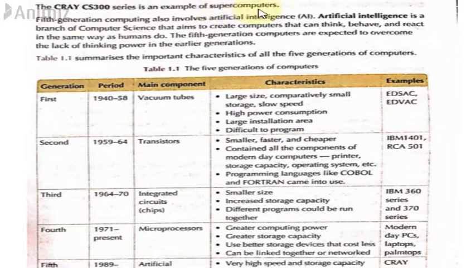The CRAY CS 300 series is an example of supercomputers. Fifth generation computing also involves artificial intelligence. Artificial intelligence is a branch of computer science that aims to create computers that can think, behave, and react in the same way as we humans do. So the fifth generation computers are expected to overcome the lack of thinking power in the earlier generations.